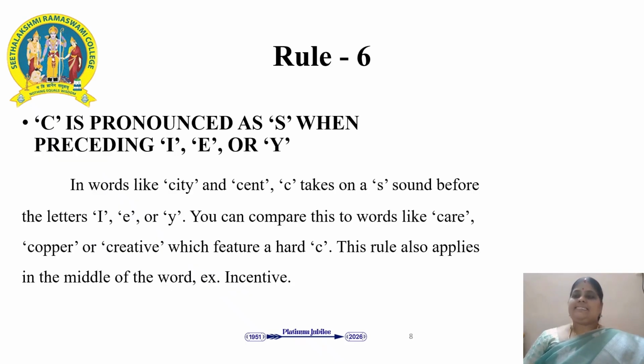Rule number 6. C is pronounced as S when preceding I, E, or Y. In words like city, scent, etc., C takes on an S sound before the letters I, E, or Y. This can be better understood when compared with words like C-A-R-E, care, C-O-P-P-E-R, copper, or C-R-E-A-T-I-V-E, creative, which generally has a k sound. This rule also applies when the letter C is featured in the middle of a word. For example, incentive.